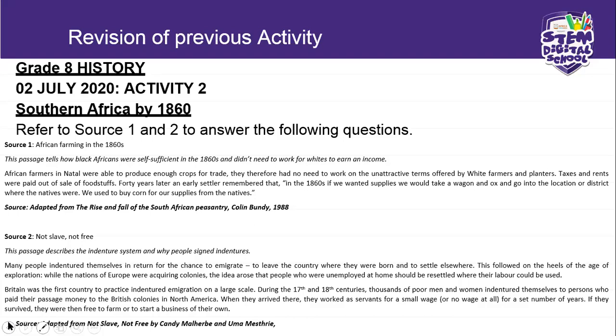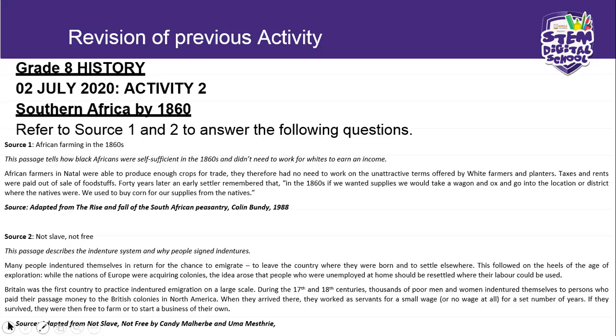And then source 2, Not Slave, Not Free. That's the title. This passage describes the indenture system and why people signed indentures. Many people indentured themselves in return for the chance to emigrate, to leave the country where they were born, and to settle elsewhere. This followed on the heels of the age of exploration.